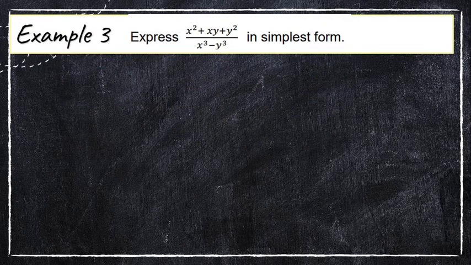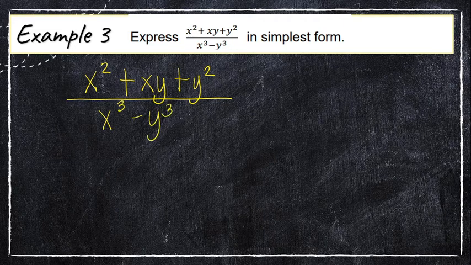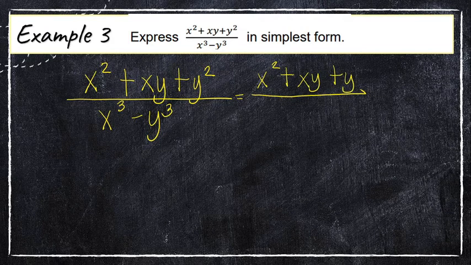Example 3. Express x squared plus xy plus y squared over x cubed minus y cubed in simplest form. Since the trinomial in the numerator cannot be factored anymore, we just simply rewrite it. And then x cubed minus y cubed is an example of difference of two cubes. So we need to factor it first.